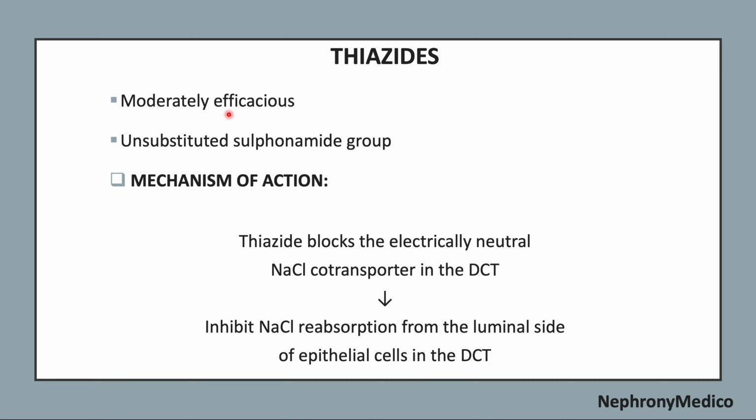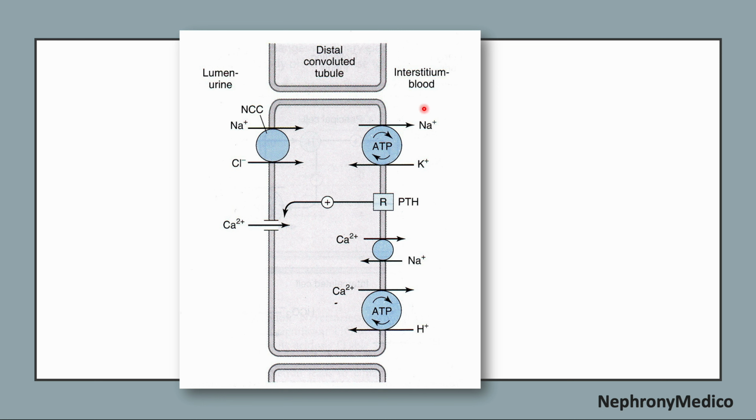This is a moderately efficacious diuretic, and the mechanism of action includes: thiazide blocks the electrically neutral sodium chloride cotransporter in the distal convoluted tubule. It inhibits sodium chloride reabsorption from the luminal side of epithelial cells in the distal convoluted tubule. This is a picture showing the mechanism of action of thiazide diuretics.